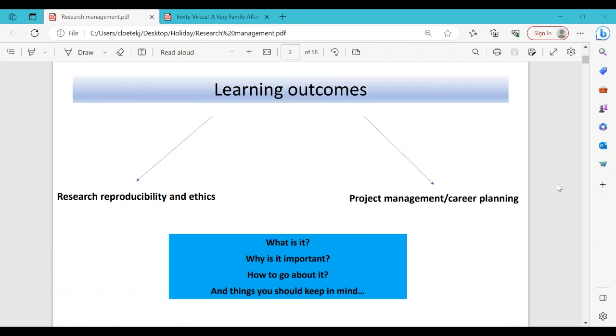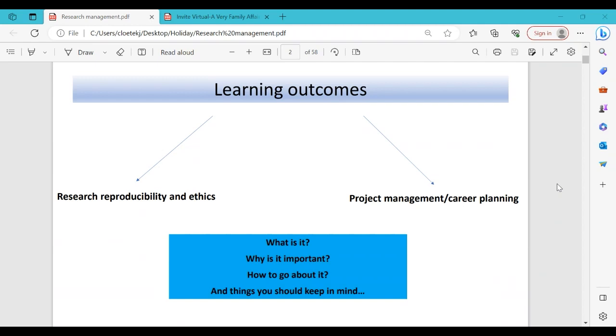Okay, so what we'll be focusing on today is mainly research reproducibility. This is very, very important. What we'll be discussing is: what is research reproducibility? Why is it so important? How do we go about it? How do we achieve it? And some points we should keep in mind along the way. Remember, research ethics and ethical conduct of research is also extremely important. We'll be discussing a bit about that as well.